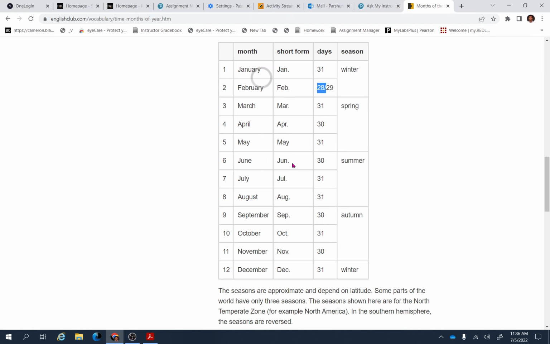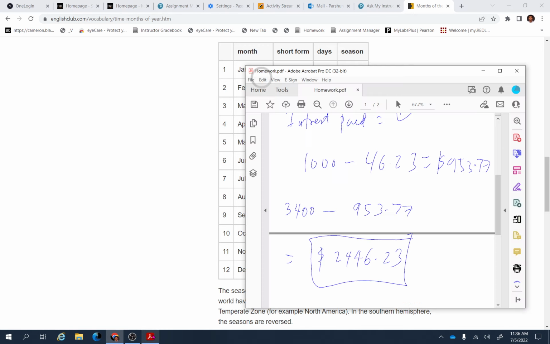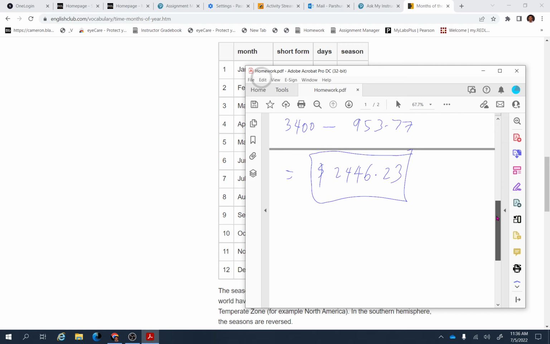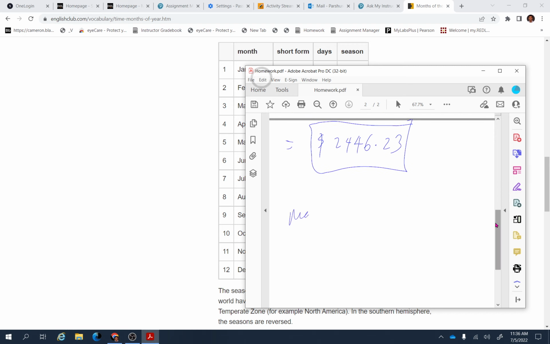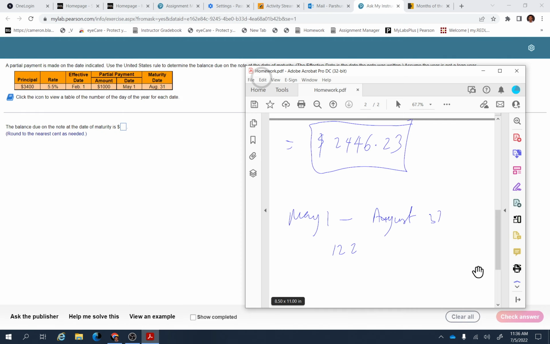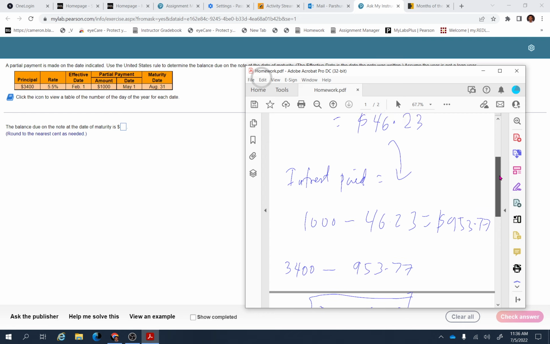Again, by using this number of days, you can calculate that from May 1 to August 31st, there are 122 days. So May 1 to August 31st, the number of days is 122 days. We need to calculate the interest for this amount of money for 122 days. So let's do that using the very same formula.